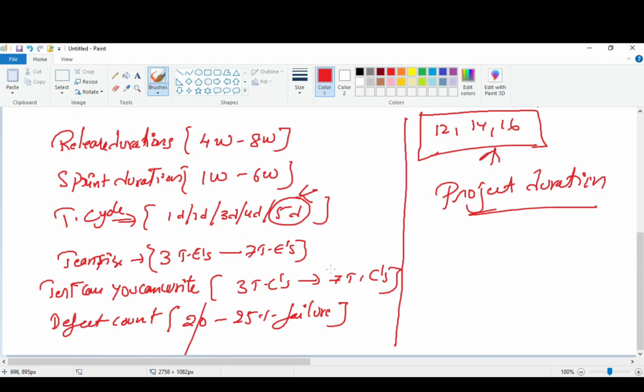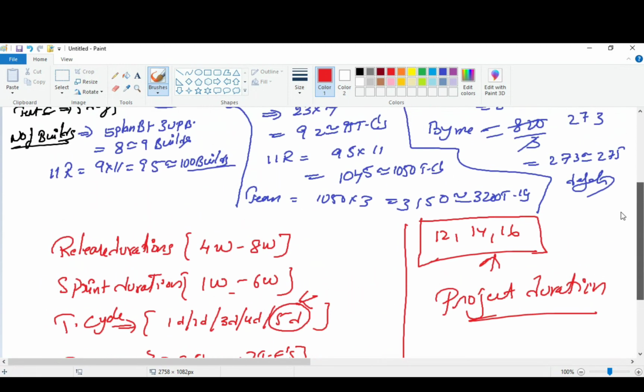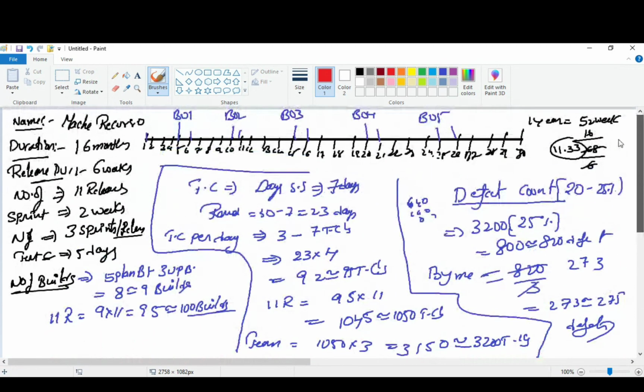Okay, observe, I will show. See, day 1 to day 10, sprint 1. Day 10 to day 20, sprint 2. Day 20 to day 30, sprint 3. Done, no? Why? Because per sprint, I have 2 weeks. 2 weeks means 10 working days. 5 days 1 week, 5 days 1 week.